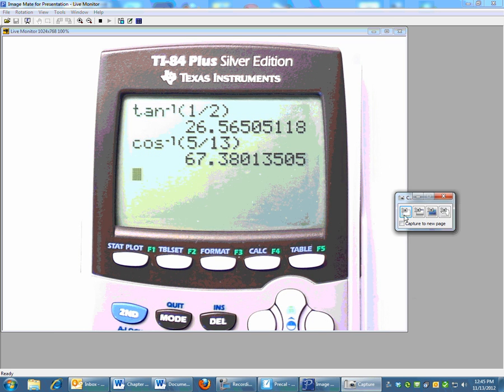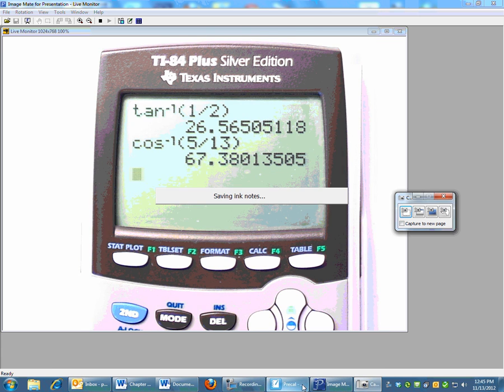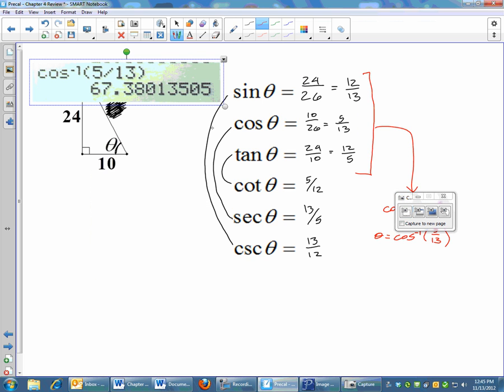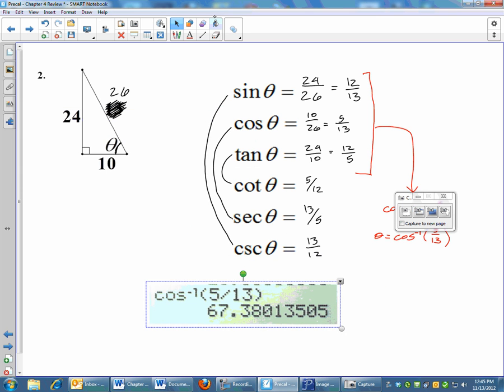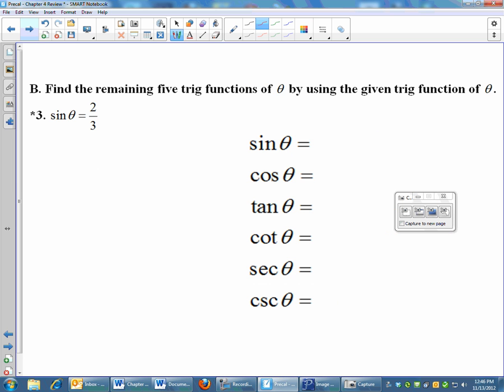Let me copy that onto our screen. And we get an answer of 67.380 degrees. And I do like 3 decimal places, so 67.38. Even if your third decimal is a 0, I would appreciate it if you wrote that. And that is in degrees, so let's put the degree symbol there. Good? Good. All right, let's see what else we have.